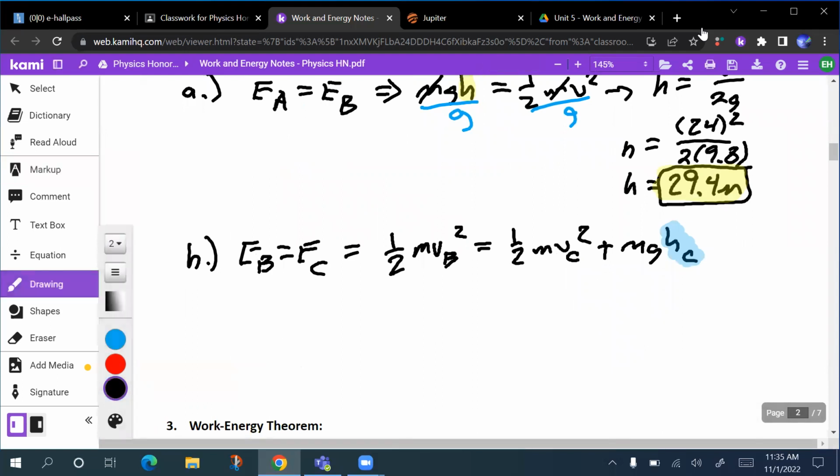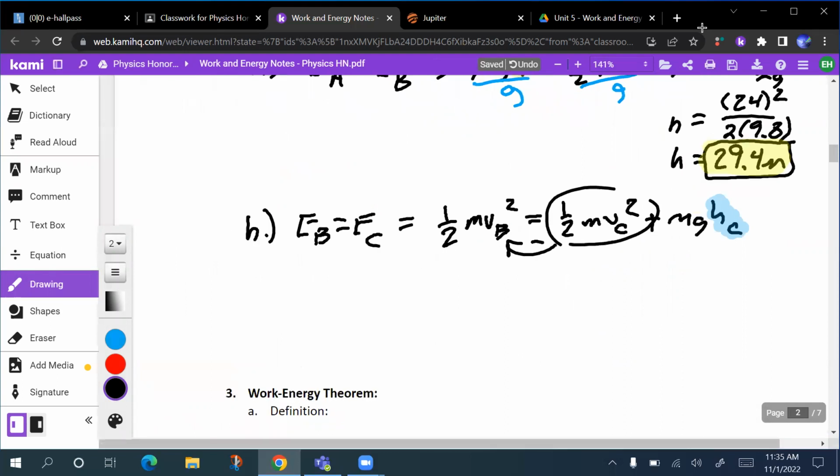Okay, one of the first things I'm going to do is get rid of this term here, subtracting it over to the left. Okay, and we have 1/2 mvb squared minus 1/2 mvc squared equals mghc.